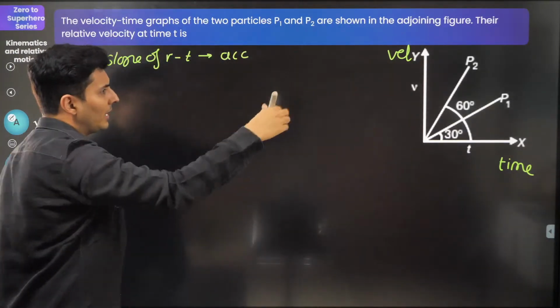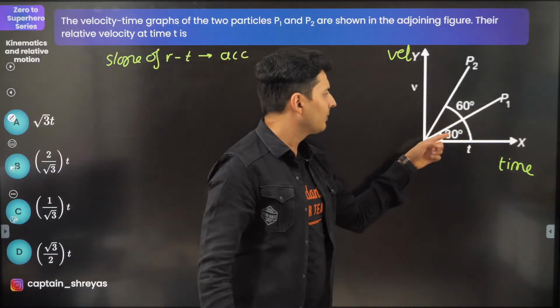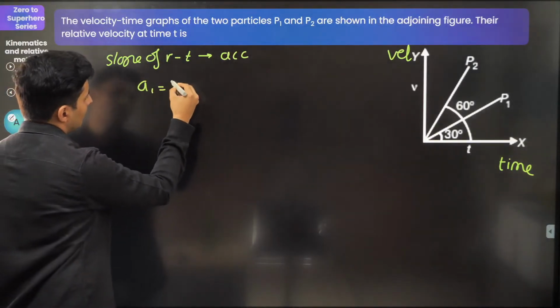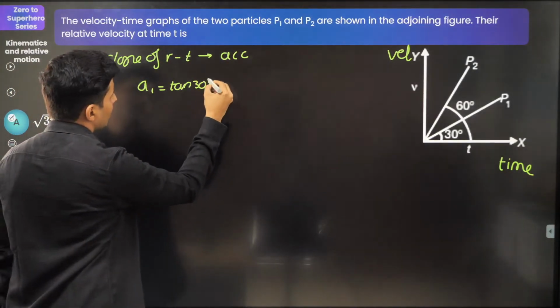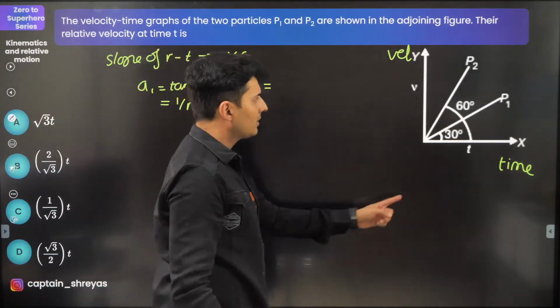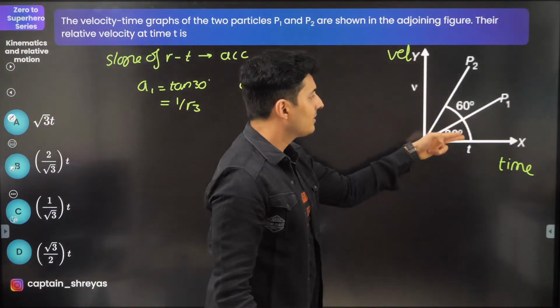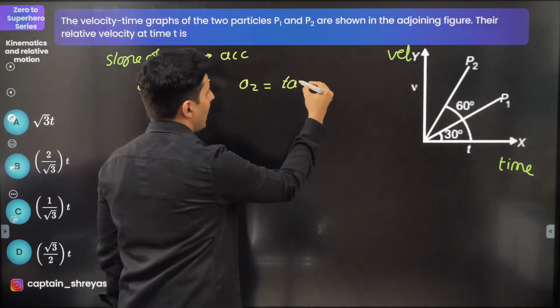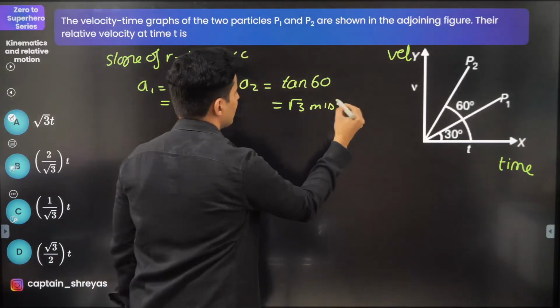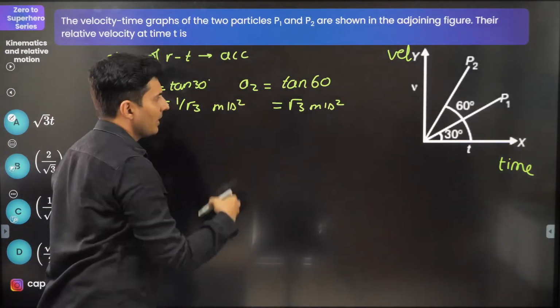So there are two particles. For particle 1, the slope will be tan theta. So a1 will be tan 30, which is 1 by root 3. And for particle 2, check this out, the angle is 60, so it should be tan 60, which is just root 3 meters per second square.